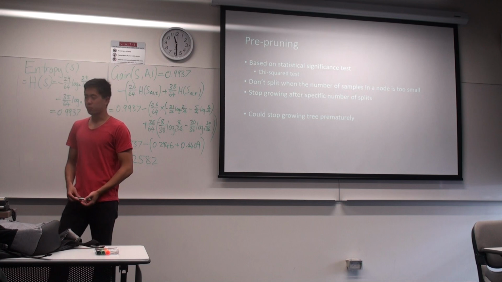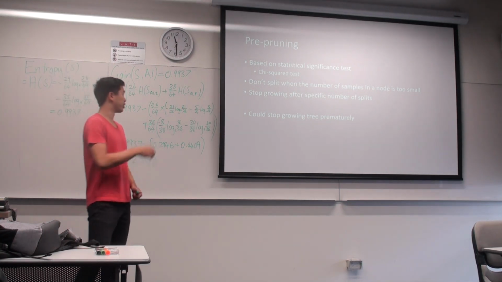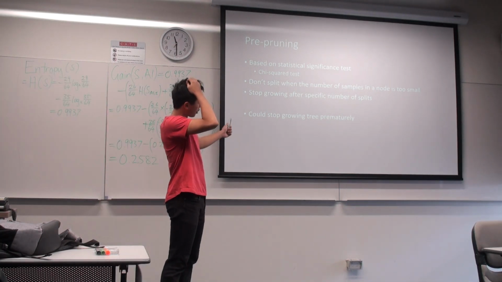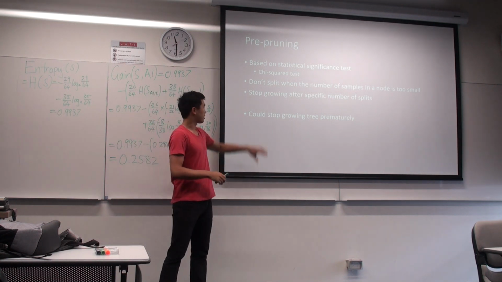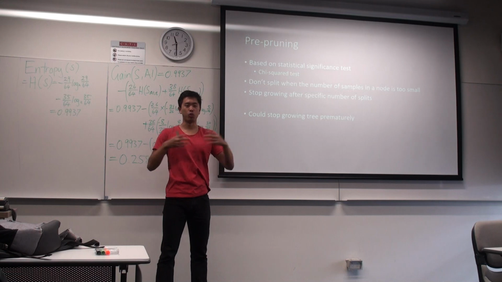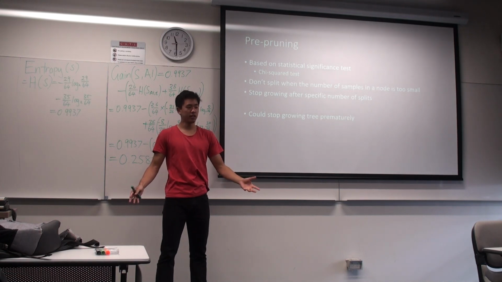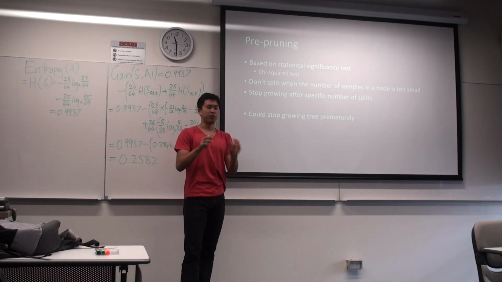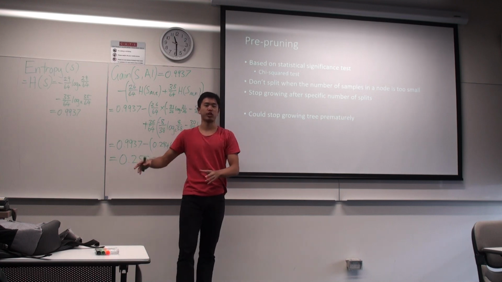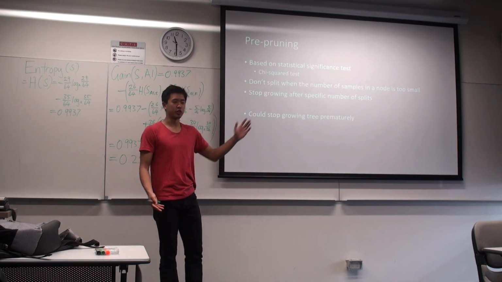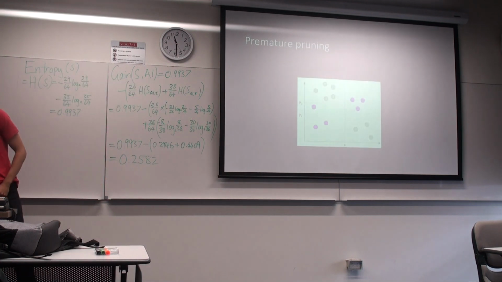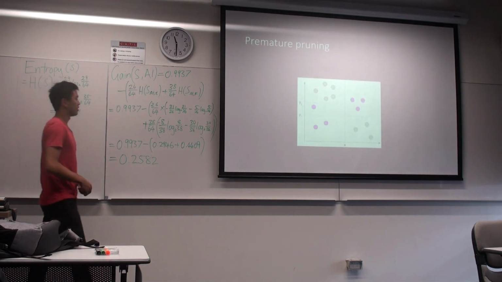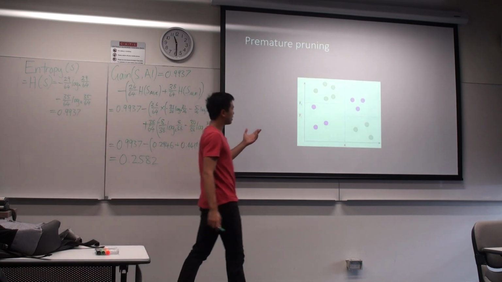Now, one potential problem with pre-pruning is that it could stop growing the tree prematurely. It could decide by any of these measures that it's not worth splitting the tree again. But in reality, if we split it again and again, that turned out to be a better tree than if we just stopped prematurely. One example of that is the XOR case.